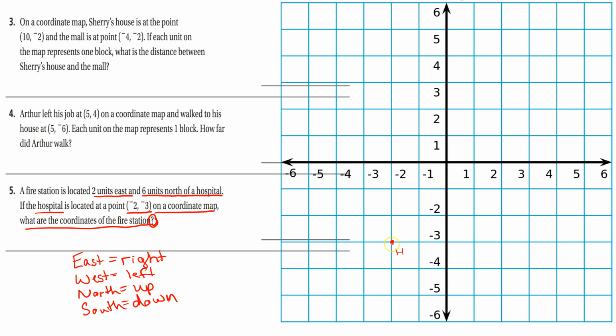So starting at the hospital, which is located at -2, -3, I need to go 2 units east, so that's 2 units to the right. 1, 2, that puts me right on the y-axis. And then 6 units north. North is up. 1, 2, 3, 4, 5, 6. So the fire station would be located here. Now on this particular question, they wanted to know what are the coordinates. So your answer is going to be written as an ordered pair. So you need to figure out what is the ordered pair of this point.